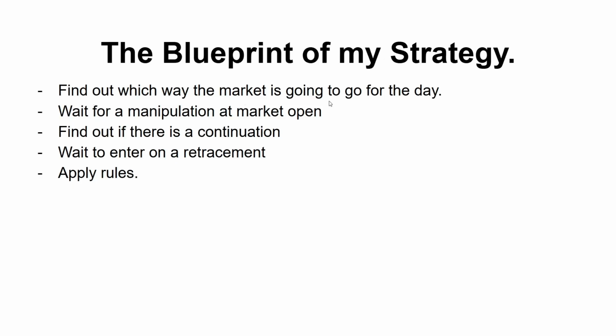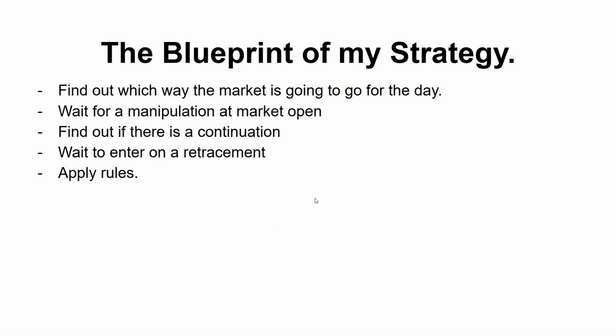We just find out which way the market's going to go for the day. Is it going to go up or is it going to go down? Then right at market open, since I trade the S&P 500 every day at 9:30 in the morning Eastern time, there's usually a lot of volume and a lot of liquidity. So we wait for a manipulation at market open, which takes out everybody who put their stop orders, sell orders, whatever.